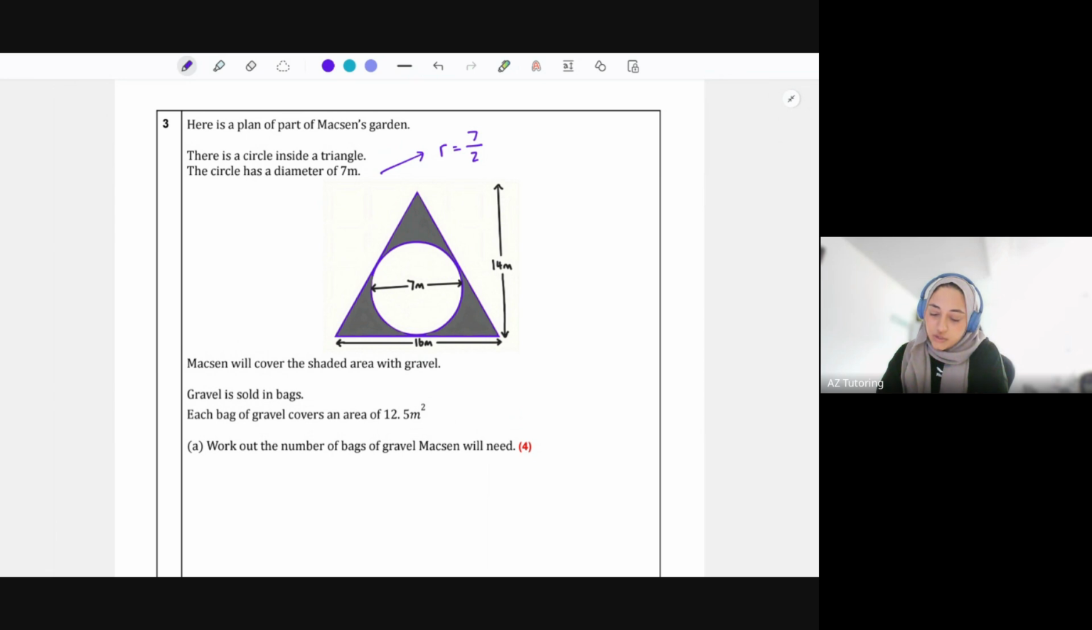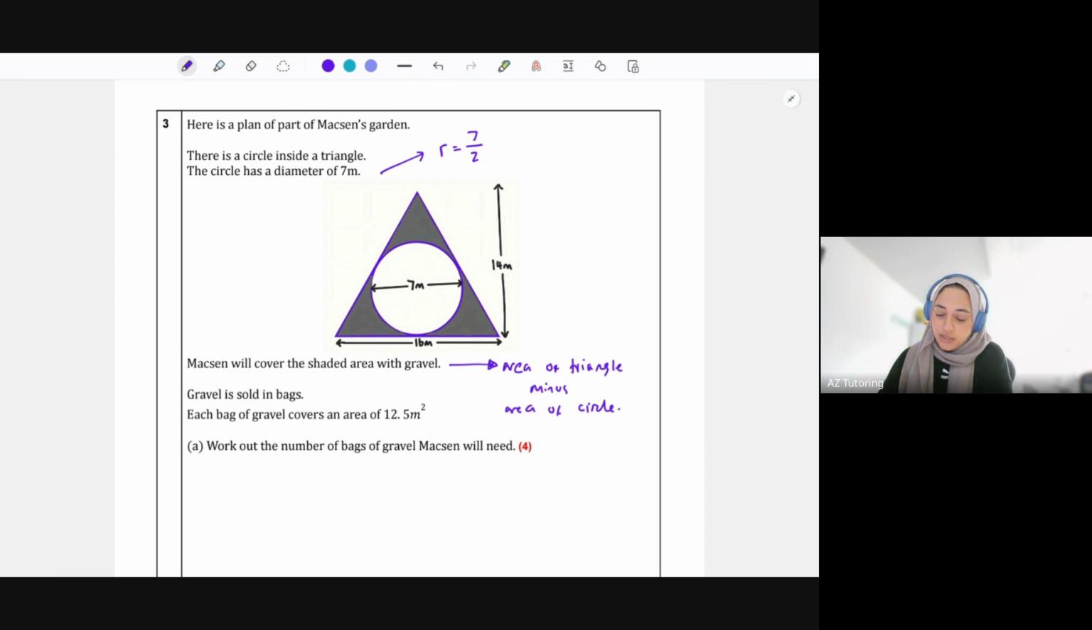Maxon will cover the shaded area with gravel. We can see the shaded area is just on the outside. So to work out the shaded area, we can find the full area of the triangle, and then minus the circle from it. So I'm just going to write that down here: area of triangle minus area of circle. That's how you'd work out the area of the shaded region.